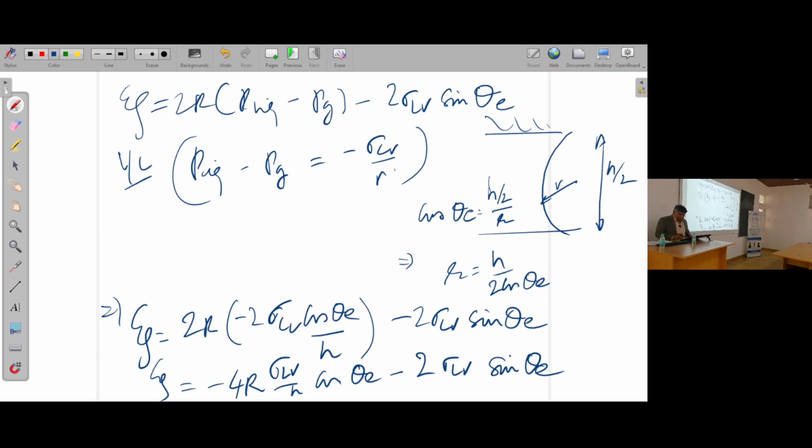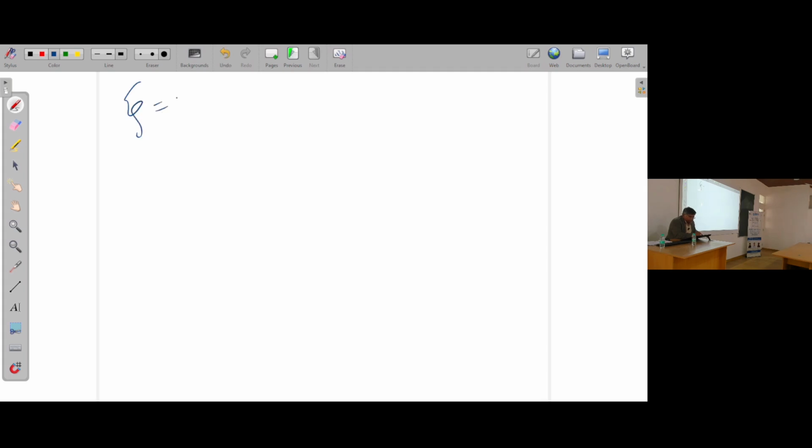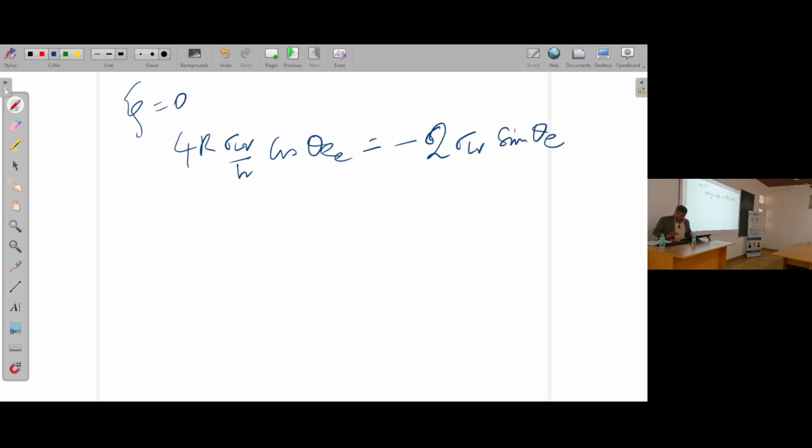So if you look at this equation here, ideally, if your net forces are equal to 0, both of these are balanced. Okay, that means that the liquid bridge is going to remain in that way. So if chi equal to 0, what you will get is something like 4R sigma LV by h cos theta E equal to something like minus 2 sigma LV sine theta E.